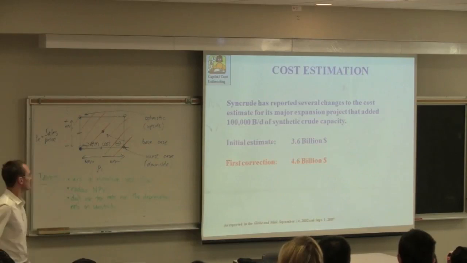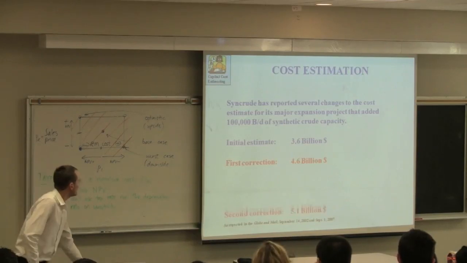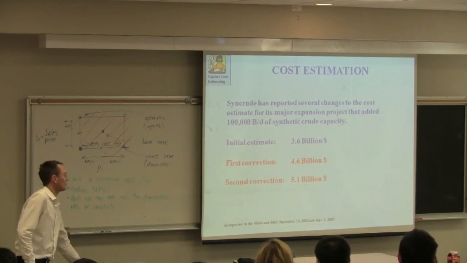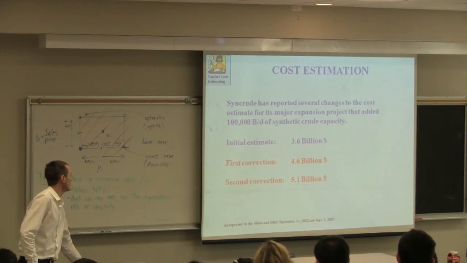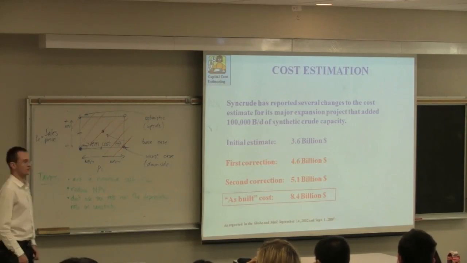When they corrected it to $4.6 billion, another correction of $5.1 billion. So almost double. And then the final as-built cost in 2007, $8.4 billion. So way, way off from that very first estimate that they published back in 2002.